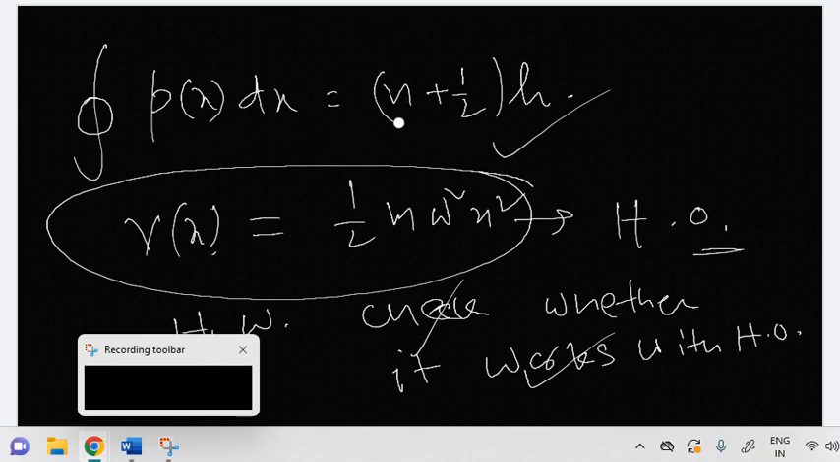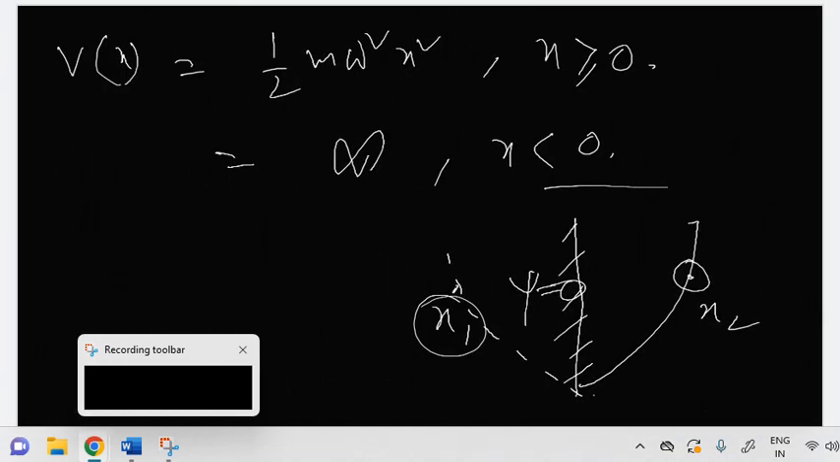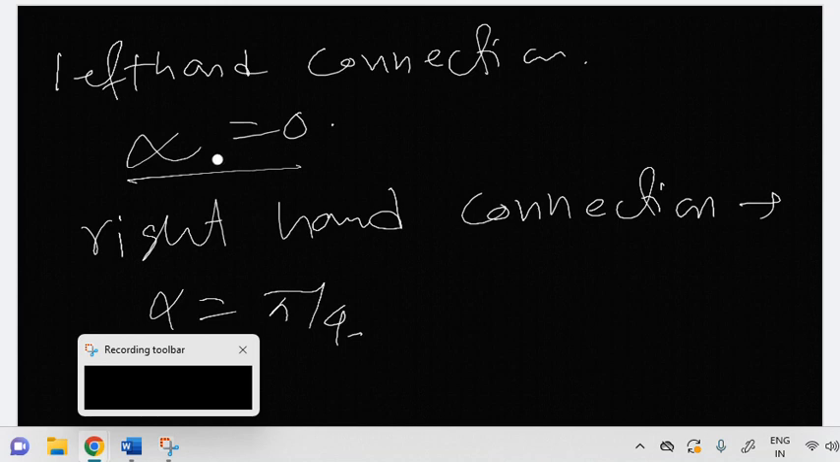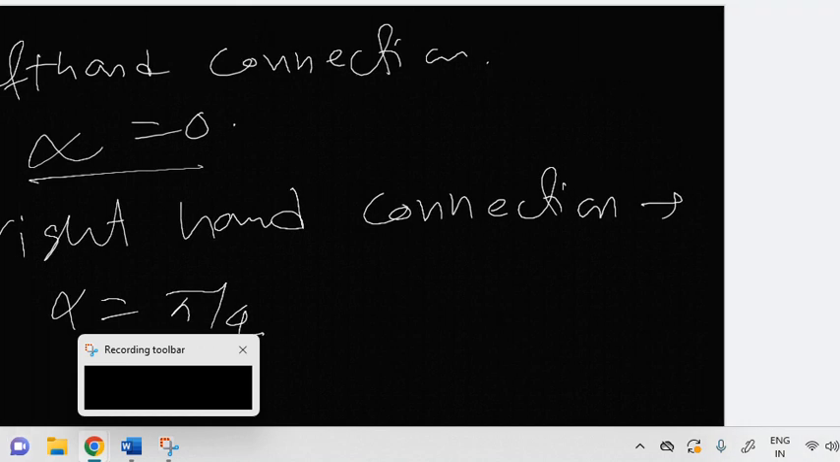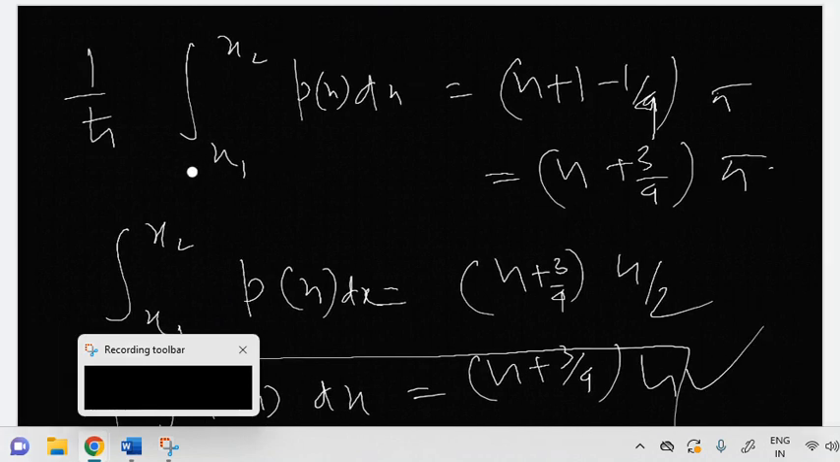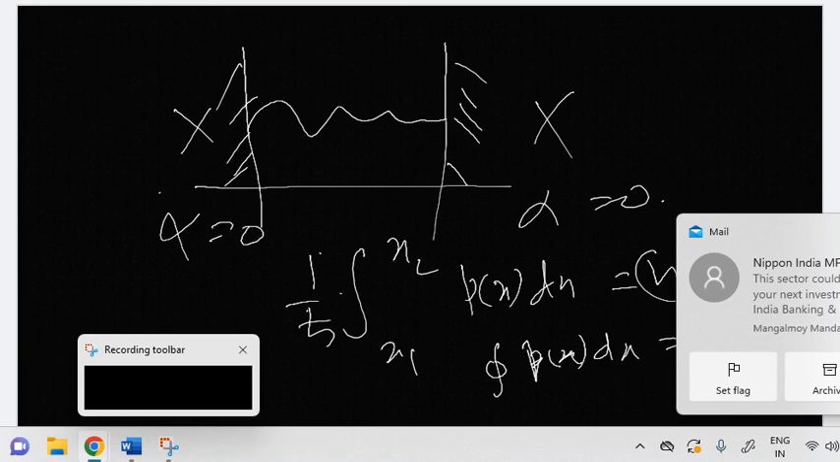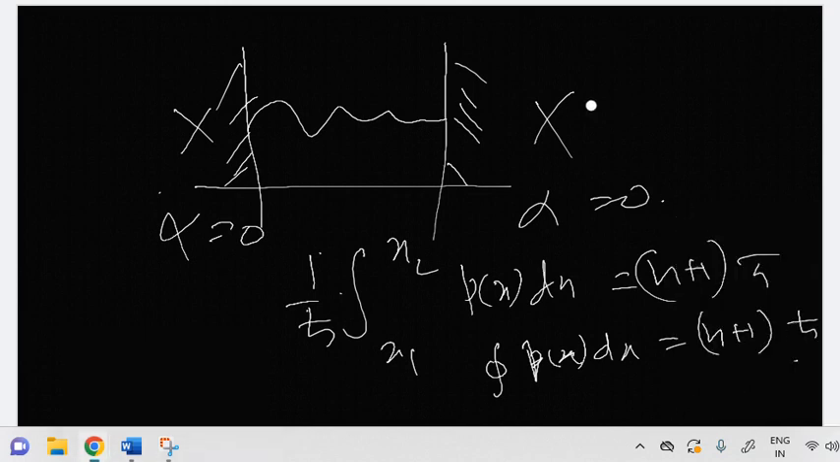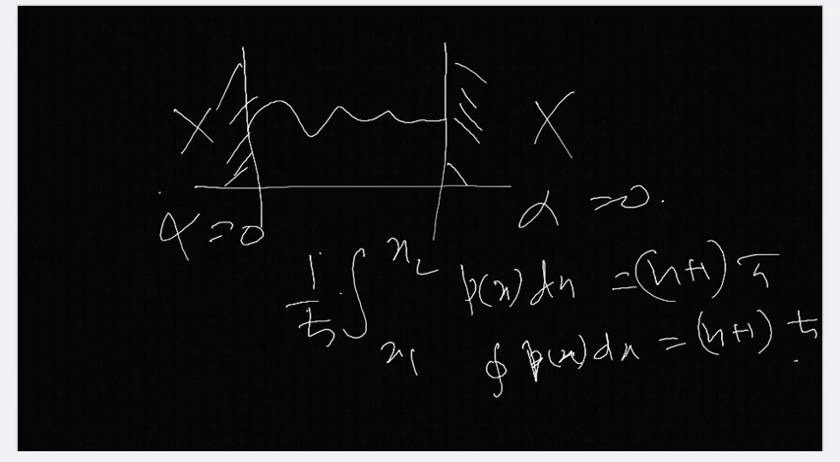So without any wall, that means with no wall, the quantization condition is like that. For one wall, the left hand connection will yield alpha equal to 0, the right hand connection will yield alpha equal to pi by 4. So effectively you have this one. Okay. Now for two walls, it will make some difference, and it is like that. Okay. So this is the WKB approximation scheme. Oh, sorry. It should be only h.